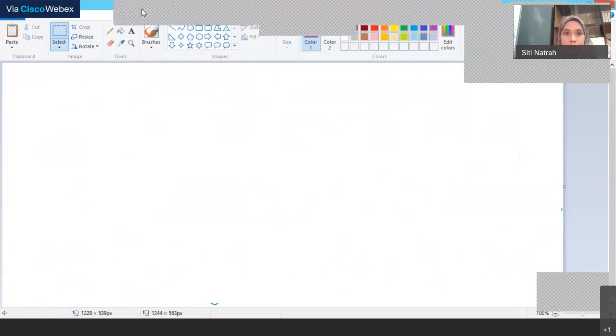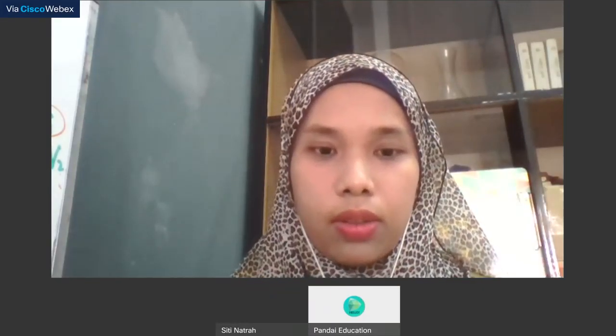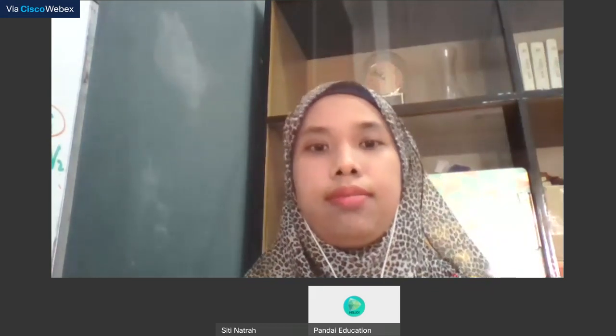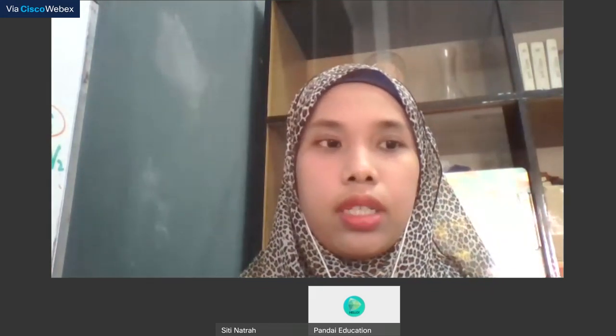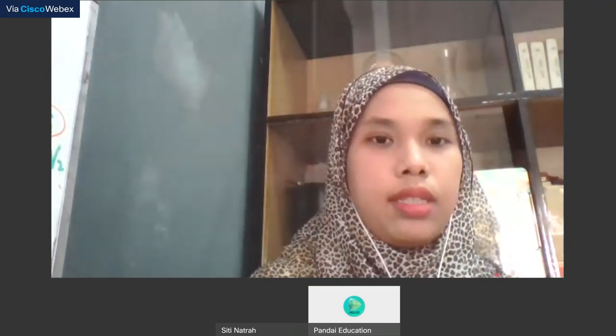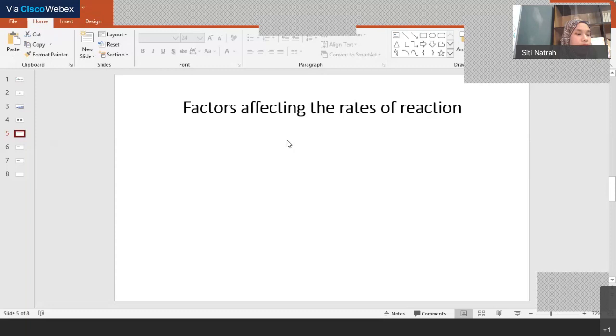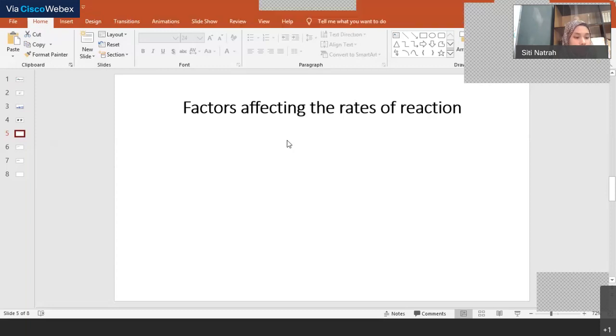Okay, now we go back to our slide. So for this one, what are the factors affecting the rate of reaction? Usually, what do we have? Factors affecting the rate of reaction. The first one is concentration, and then particle size, temperature, catalyst, and pressure. Okay, factors that are affecting the rate of reaction.